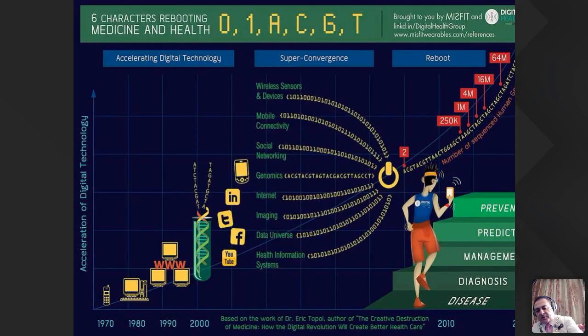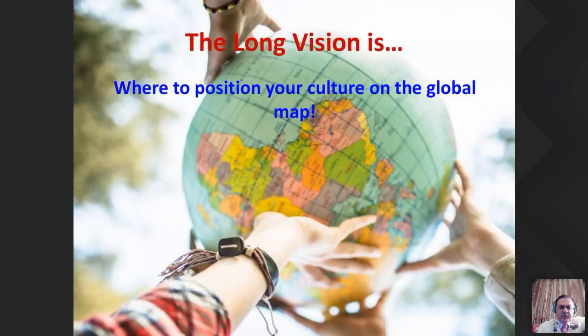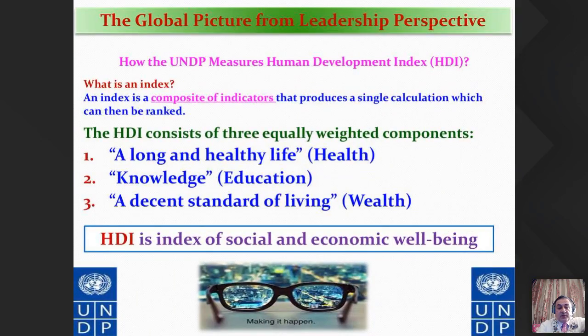We're moving from diseases to diagnosis to management and to prevention on your mobile. Now you can test your heart rate and you can test your glucose level on your mobile. These two sets of digits have combined together to reshape medicine and health in the 21st century. And where are we in all of this? What is the long vision? You have to look at where we are on the global map nowadays. And that's why, with the United Nations, people speaking of KPIs, key performance indicators, I would say now it's time to look at something called HDI.